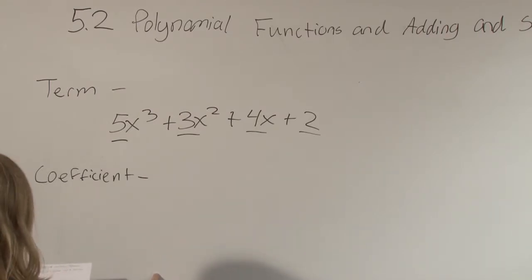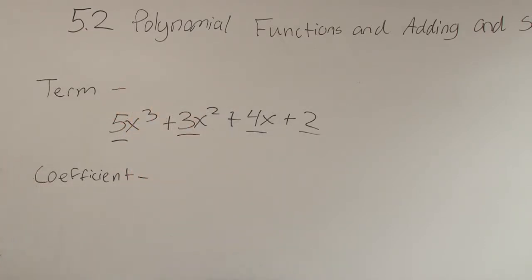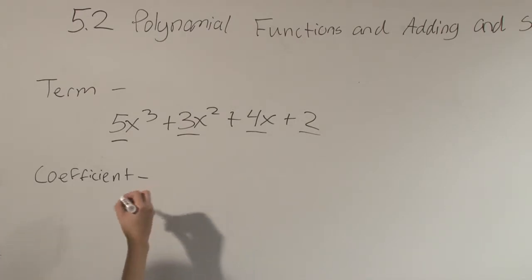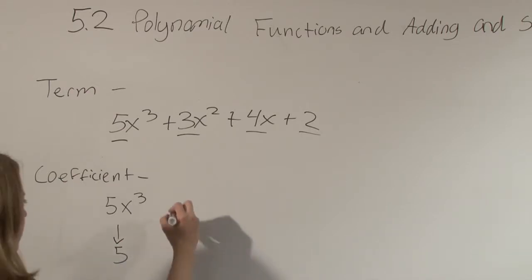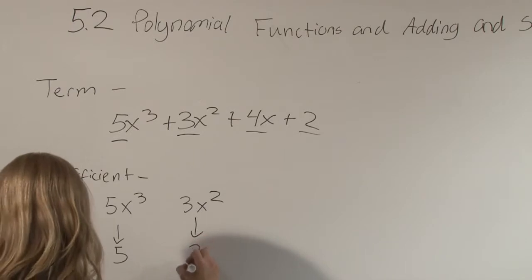So a term, the definition from your book, is a number or the product of a number and a variable raised to a power. The next term is coefficients. So it's the largest number that can be factored out of a term. Like in the example above, the coefficient of 5x cubed is going to be 5. The coefficient of 3x squared is going to be 3.